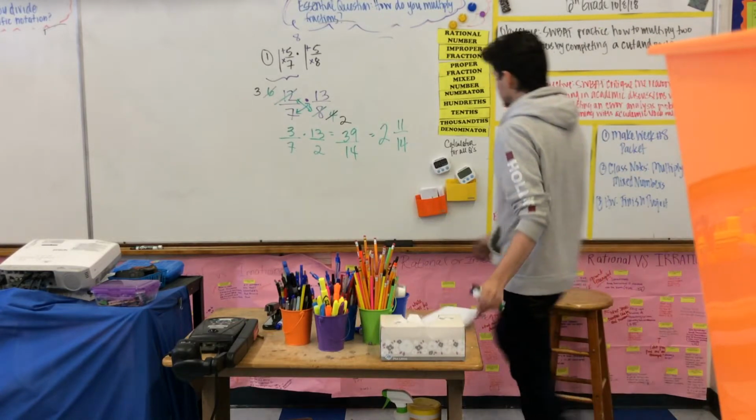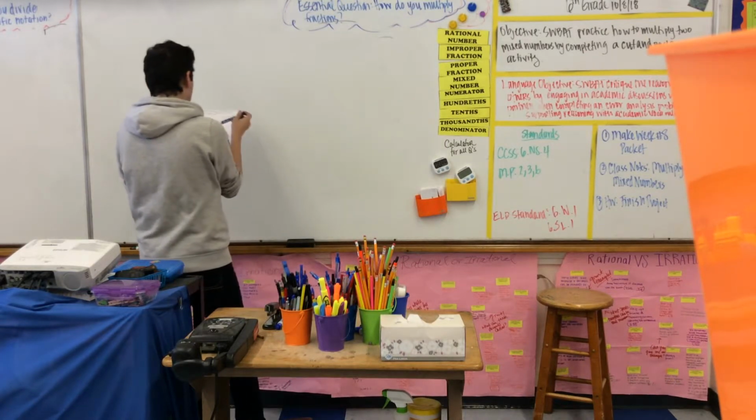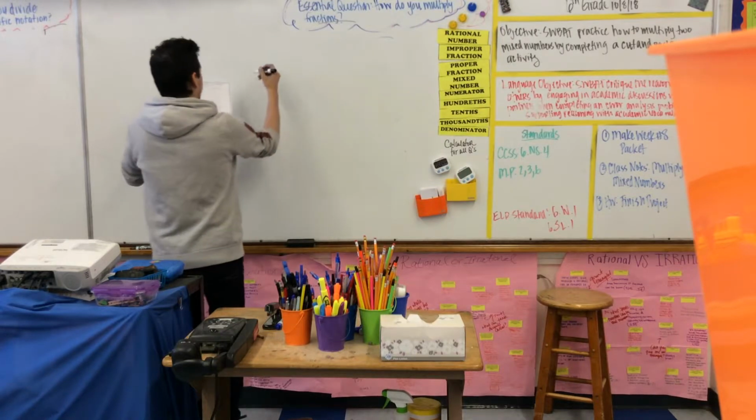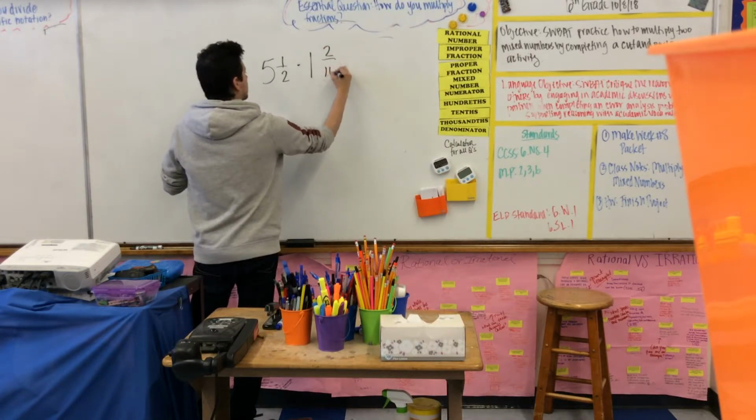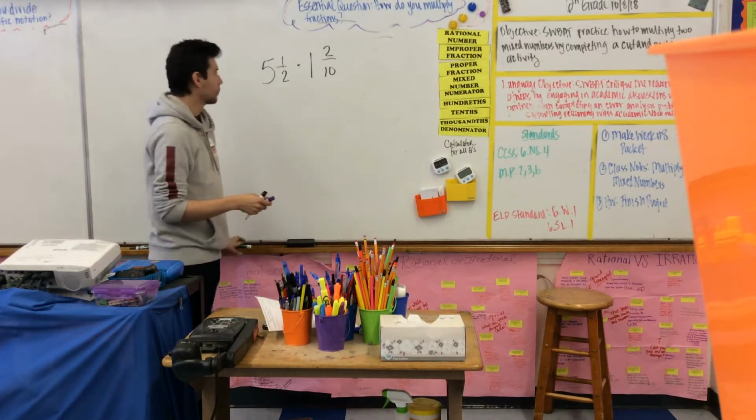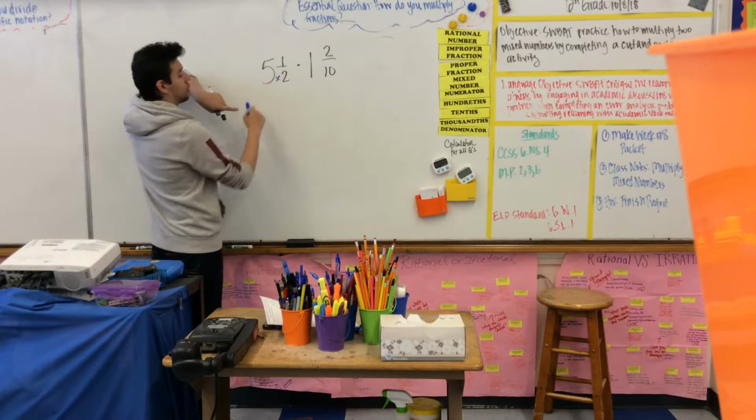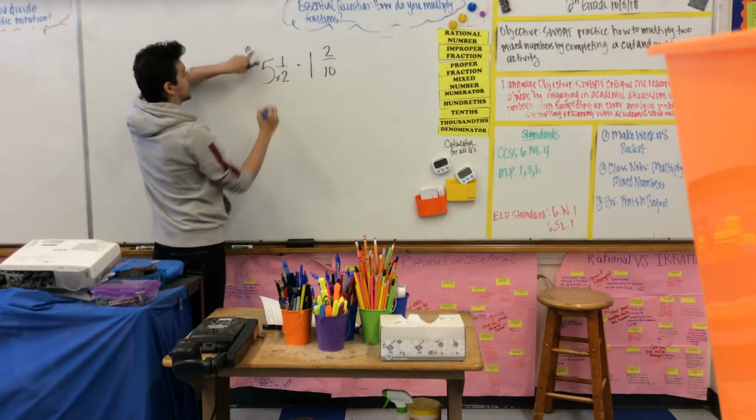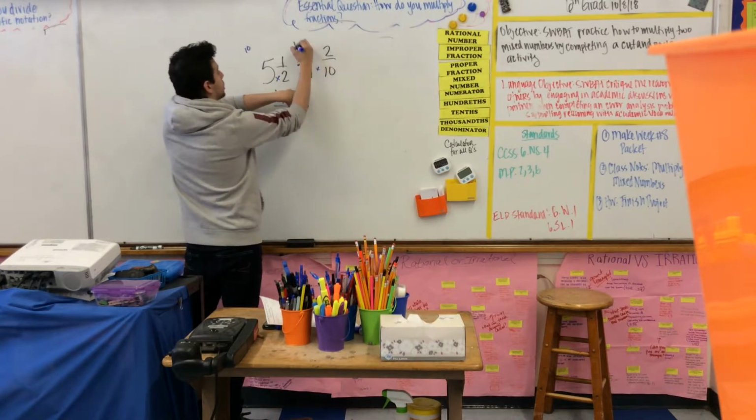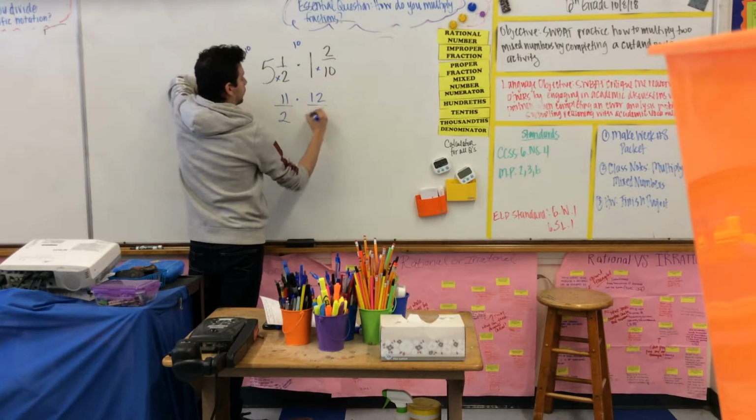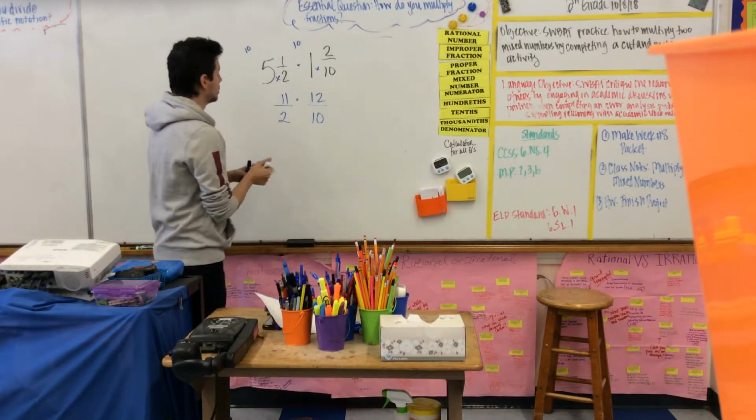Let's do another one. Let's do this one. 5 1/2 times 1 2/10. Okay? Turn these into improper fractions. I already showed you how. Multiply the denominator times the whole number, which is 10, and then 10 plus 1 is 11 over 2. Times denominator times the whole number, which is 10, plus 2 is 12 over 10. Now we like doing the x method with my green marker.